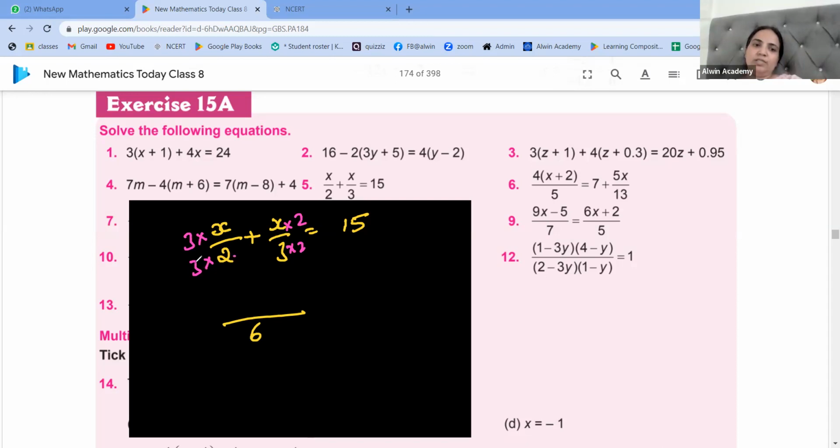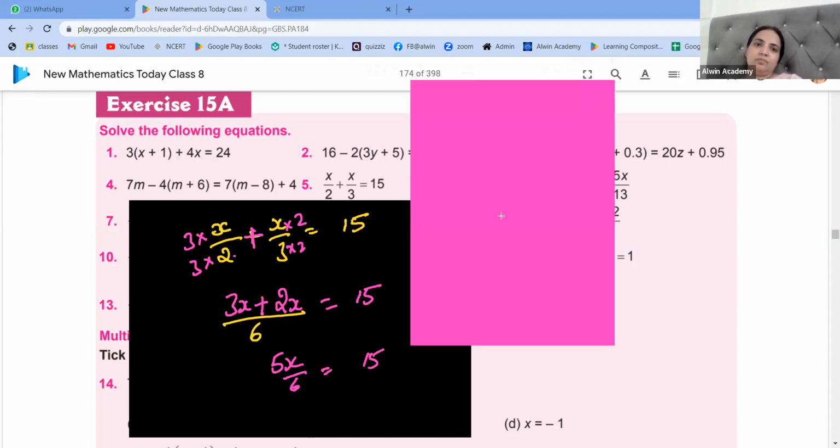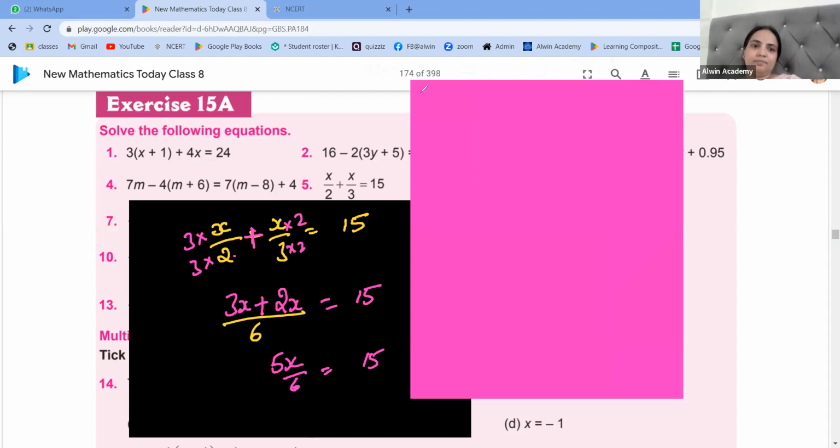So 3 times 2 is 6 and 3 times x is 3x. Then this plus sign I'll write. 3 times 2 is 6 and x times 2 is 2x equals 15. Clear or not, everyone? Now 5x by 6 is 15, they are saying. Now how to solve this? 5x equals the 6 will be multiplied there.